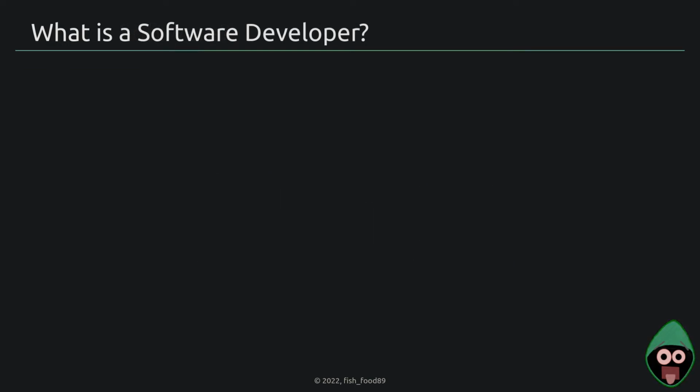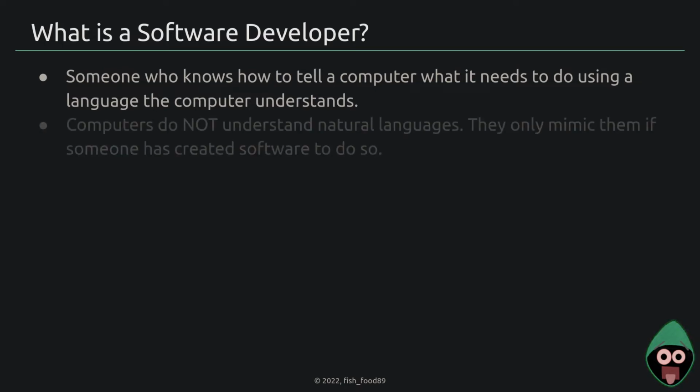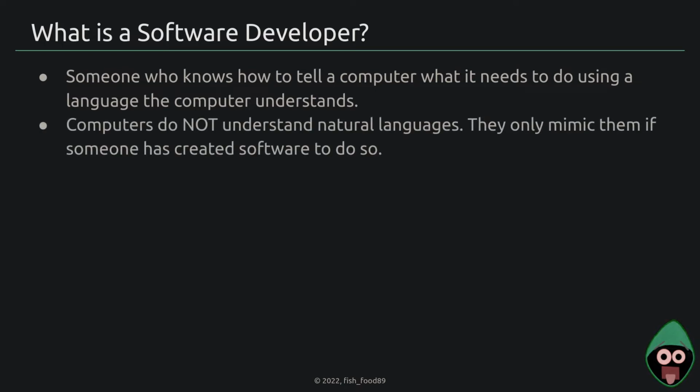With the definition of software established, let's have a look at what is a software developer. A software developer is someone who knows how to tell a computer what it needs to do using a language the computer understands. Now, these languages that a computer understands are known as programming languages. As the computer is not a living being with its own freely developing intelligence, it does not understand natural languages or other means of communication.